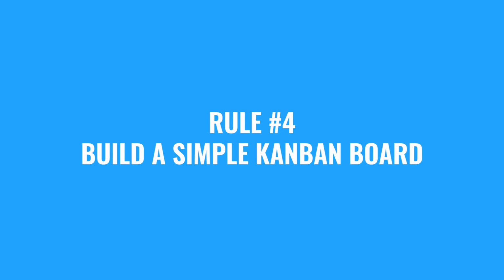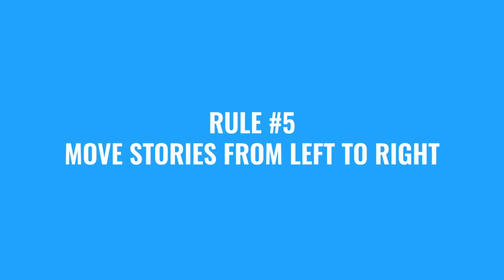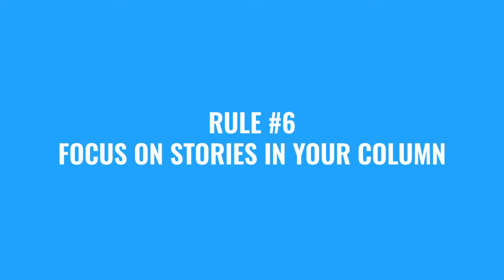Rule number four, build the workflow into a simple tool that will allow you to create a Kanban board. We can go more into Kanban in another video, but basically Kanban is you've got columns for each step in the flow, and then you've got stickies or cards or records in each column. Rule number five, move the stories from left to right. Rule number six, focus on the stories in your column.